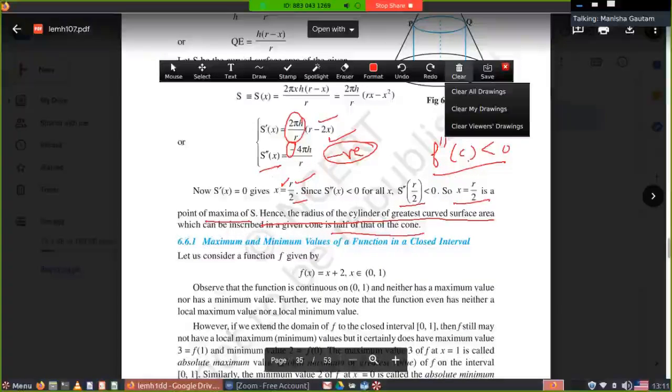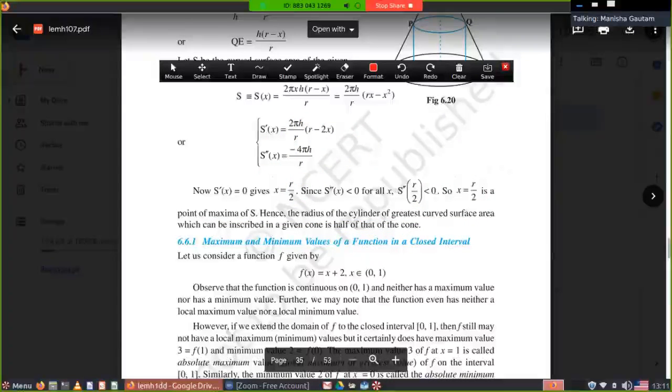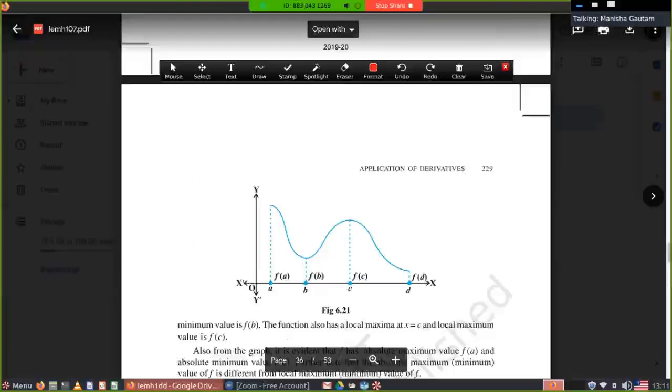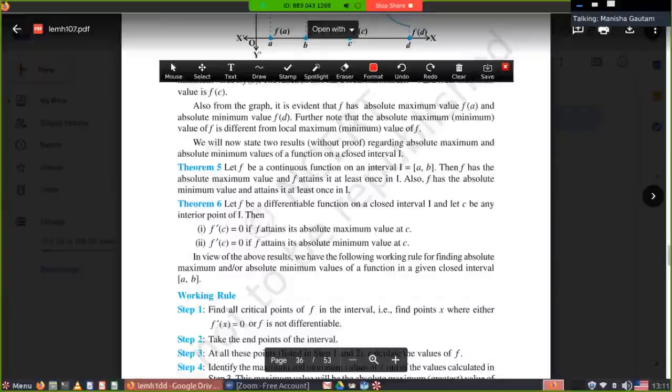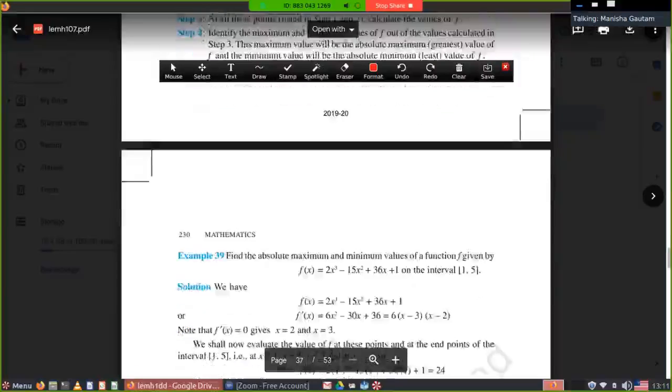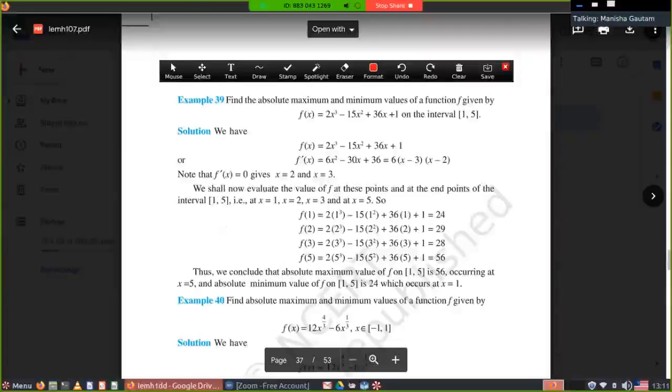Now one concept is left here, which is absolute maxima and absolute minima. It means what? When the function is given to you and you have to find the absolute maximum and absolute minimum values, what you have to do, I will just show you the example. Example number 39. You have to find the critical points. You have to calculate the maximum and minimum values at these points, as well as on the end points of the given closed interval.